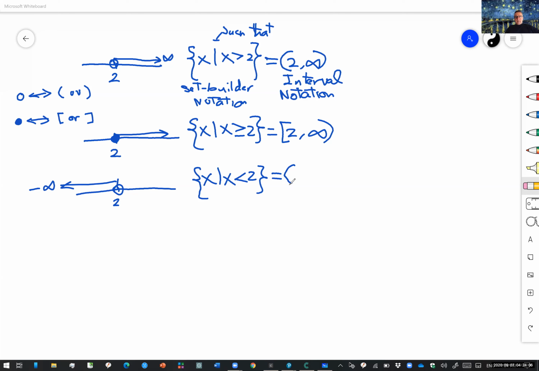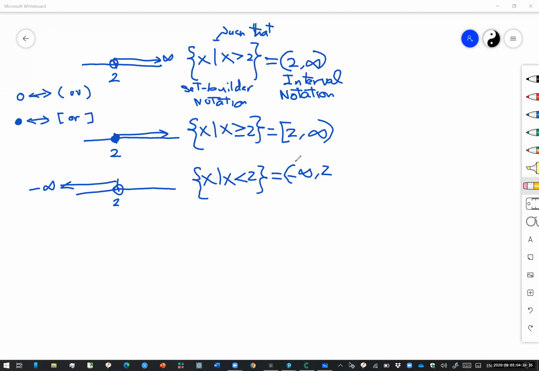To the left of negative infinity or to the right of infinity, you always use parentheses. So we have parentheses, negative infinity. Remember, you always think from left to right. When we say beginning, end, always look on the left for the beginning, on the right for the end point. So it'll be negative infinity, comma, what? 2. Exactly.